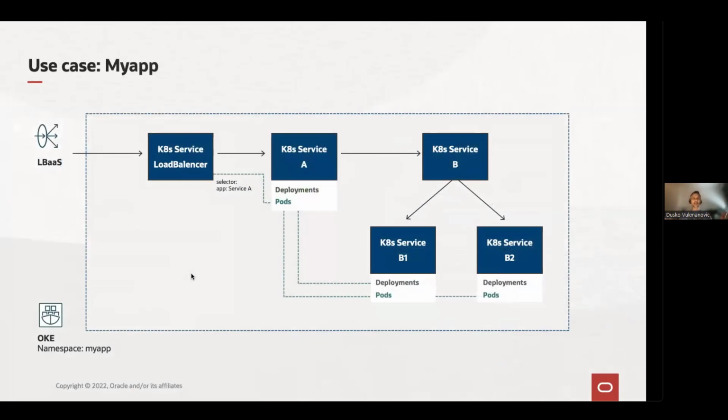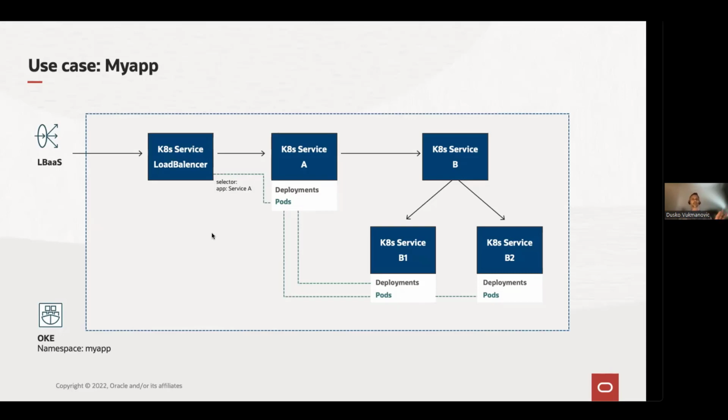That was a little bit about what you can expect from the OCI Service Mesh. Now, let me walk you through the example of one very simple Kubernetes application, and then see where in this picture the mesh resources fit.